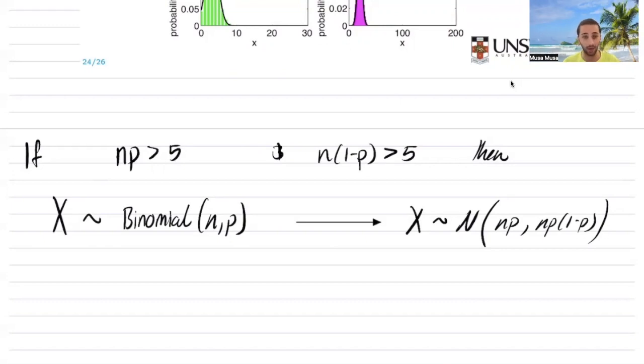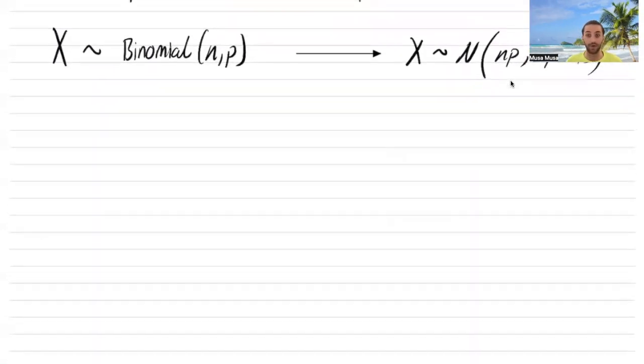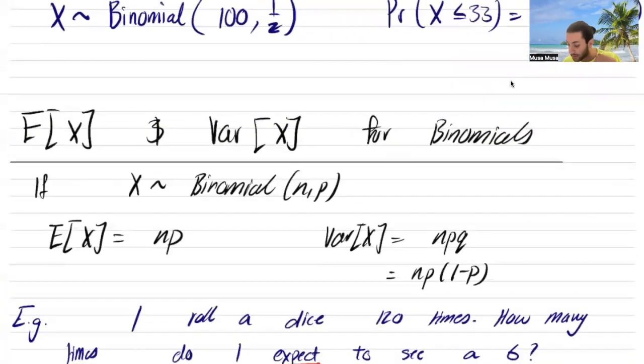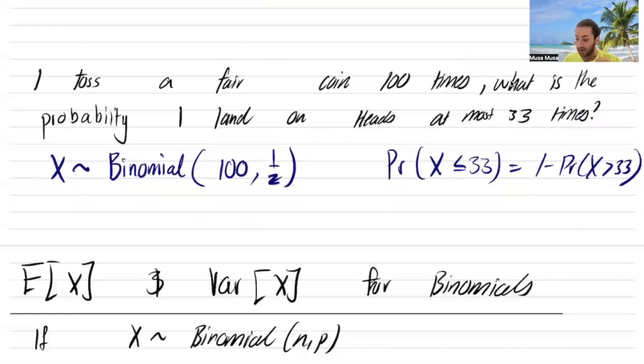If N times P is greater than 5 and N times 1 minus P is greater than 5, then we can use our normal approximation to the binomial distribution. Lovely. Okay, this is very important because remember how we spoke about standardizing normal distributions? Well, that's what we'll have to do. Always keep this question in mind because we're just about to start answering it.